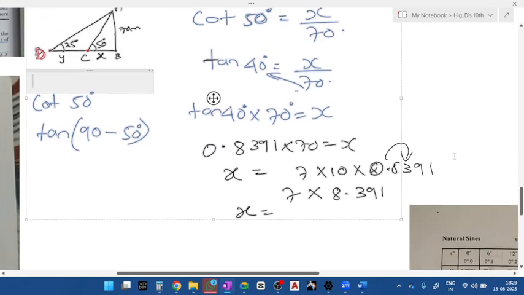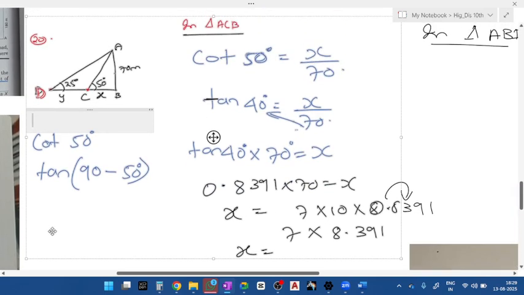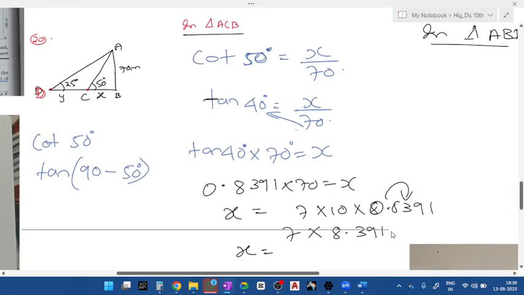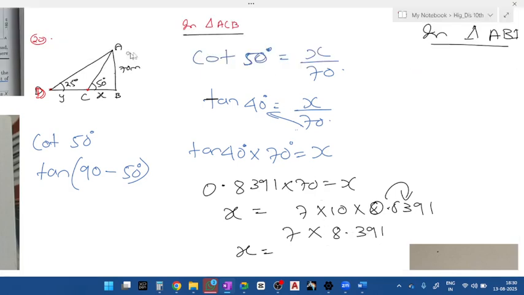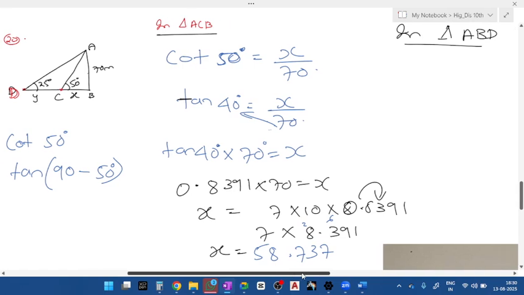Usually tan is easy to calculate. But for questions like this, when you're dividing, it would be very tough. So use the cot value. Tell me, Mariana. 7 ones are 7. Next, 7 nines are 63. 7 threes are 21 plus 6. 58.737. Now tell me, in triangle ABD.